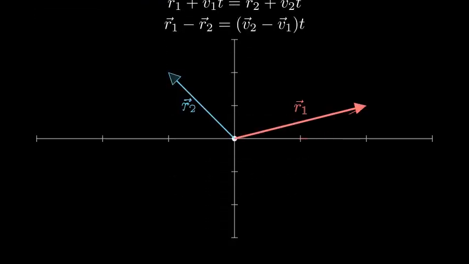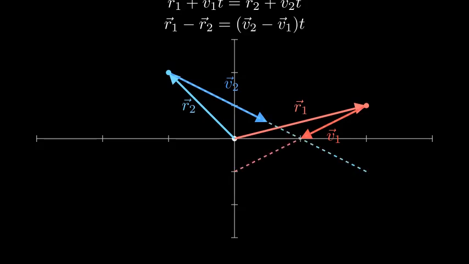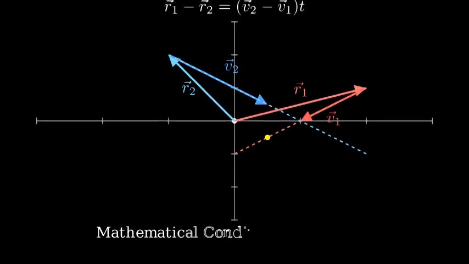Let me animate this to show you what happens. The particles will follow their respective paths based on their initial positions and velocities. Notice that they will only collide if their paths intersect and they arrive at the intersection point at the same time. Let's find the exact mathematical condition for a collision to occur.